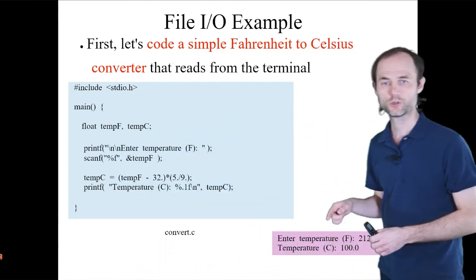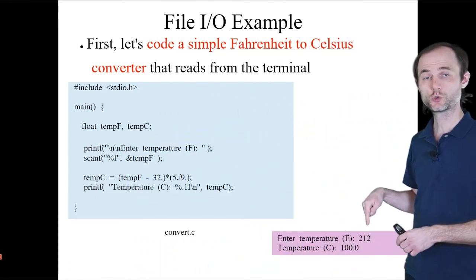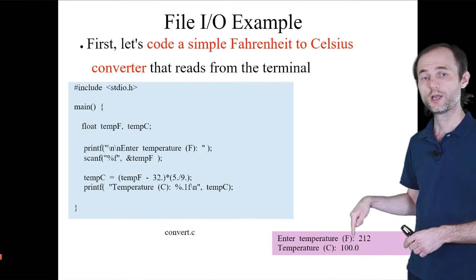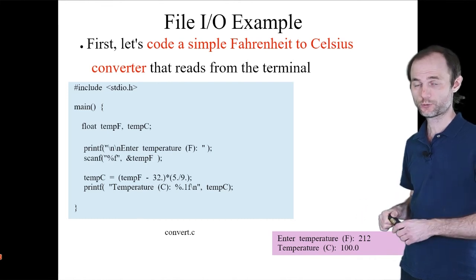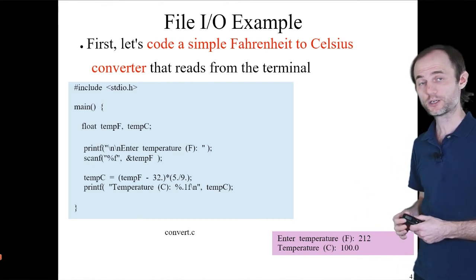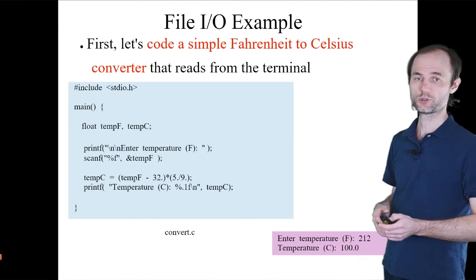In this case, we're going to enter something that we know the answer to. 212 is the boiling temperature of water, and we're going to end up getting 100 degrees centigrade as the output, which is also the boiling temperature of water. You can also try inputting -40 and see what you're going to get.